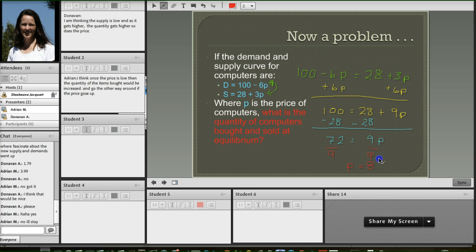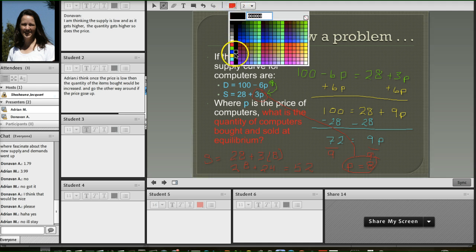And that's only half the problem, because now we're going to take the p and plug it into either equation. I'm going to use the one with plus because I'm better with plus. And then you're going to find out what the quantity would be. So the supply equals 28 plus 3 times 8. So 28 plus 24 equals 52. And that would be the supply. That'd also be the demand.